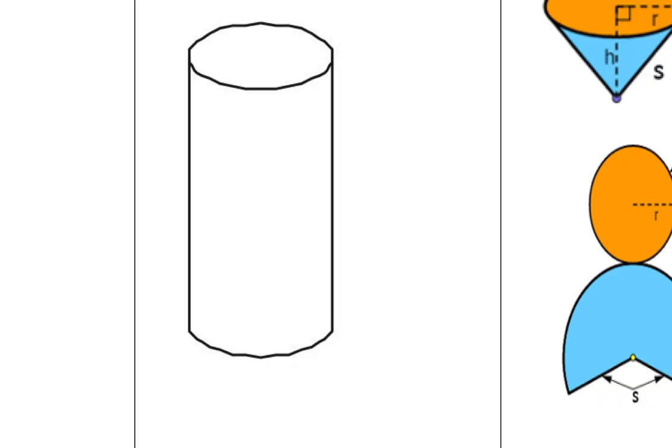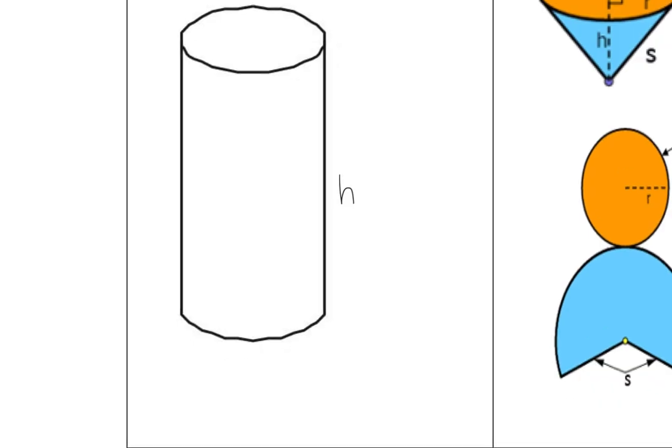The first thing you need to know is the height, h. The height of your cylinder, which is between the bases. So let me highlight that in red. From the top to the bottom, that height is your h.